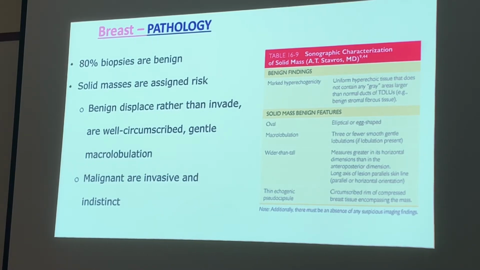And here are some characteristics of benign features. They're going to be oval, have macrolobulation. They're wider than tall. That's very important right there. They're wider than tall. And they have a thin echogenic pseudocapsule.